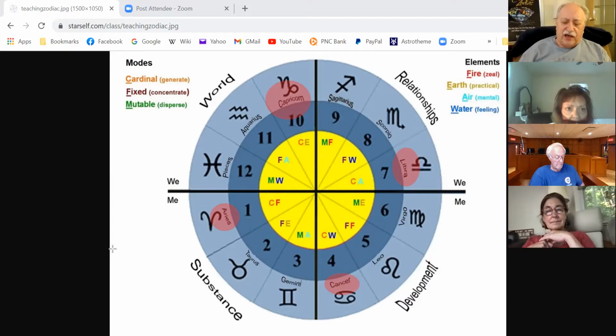Now, you'll notice we're starting to get more complicated. This is where the beauty of the zodiac comes in.